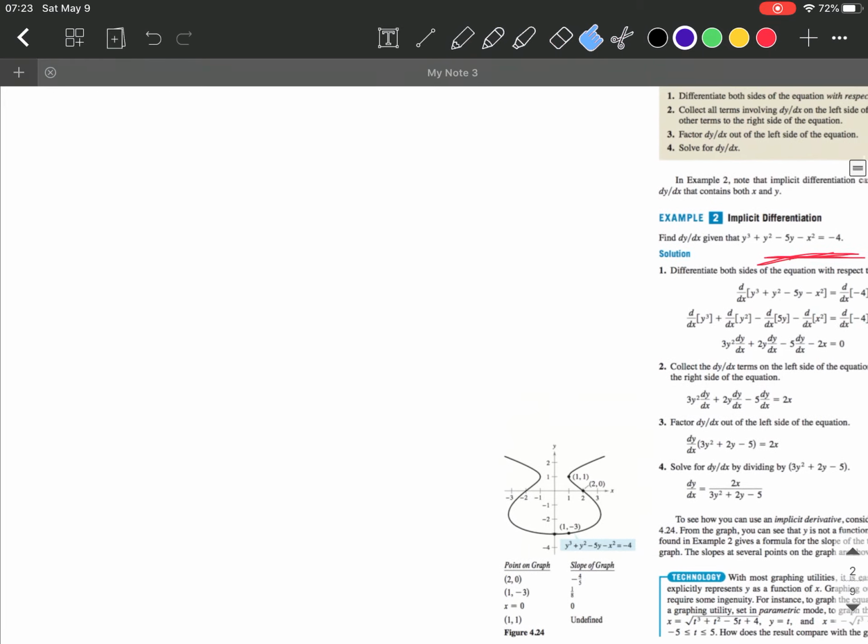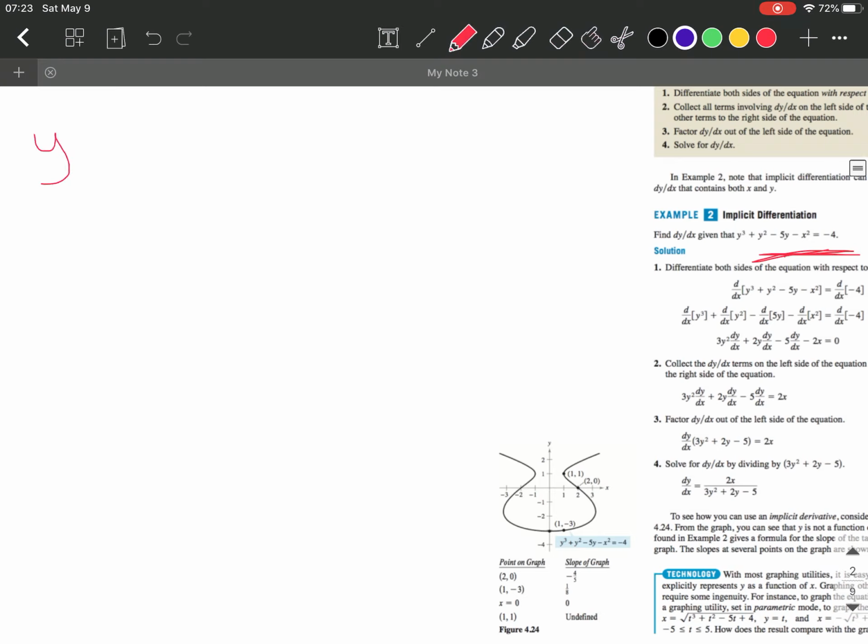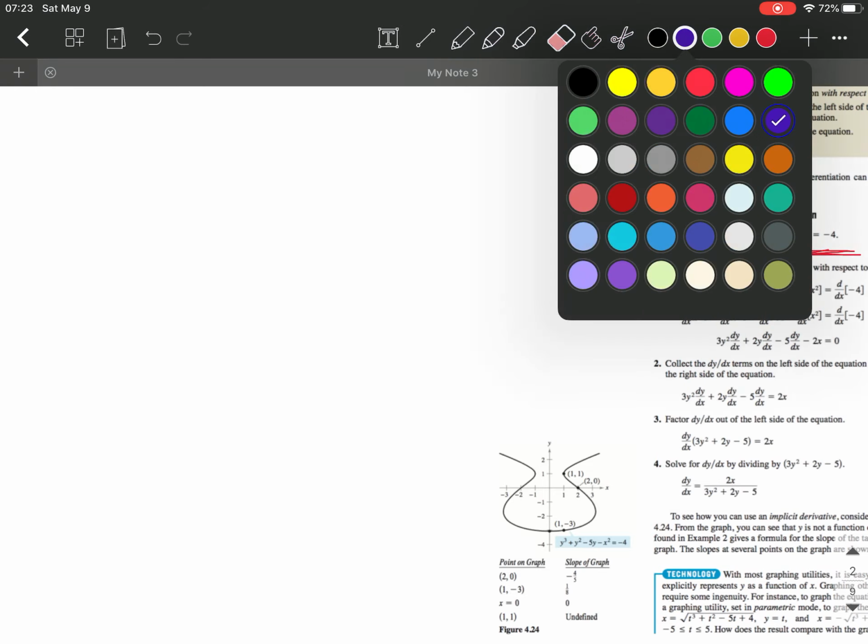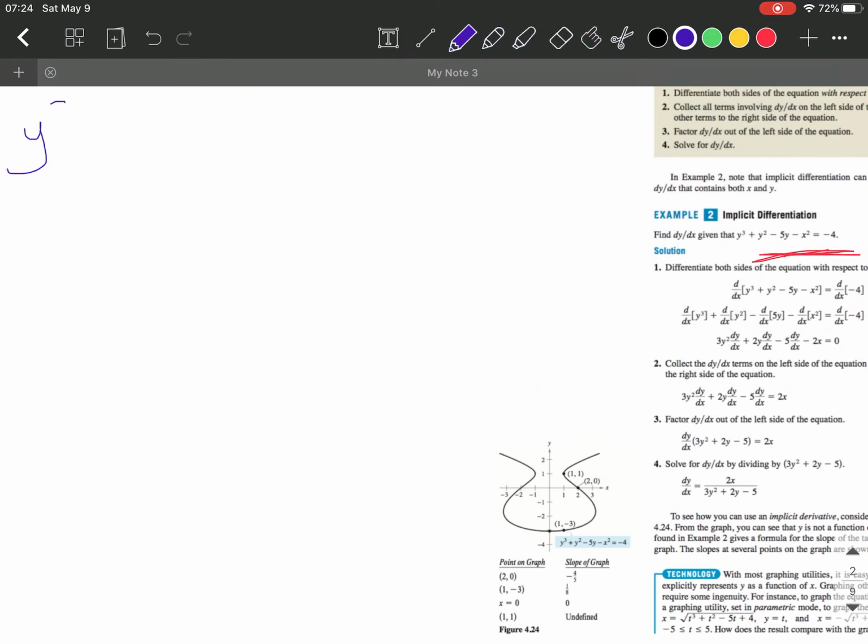It's y cubed plus y squared minus 5y minus x squared equals -4. Okay, so now you take turns, term by term.